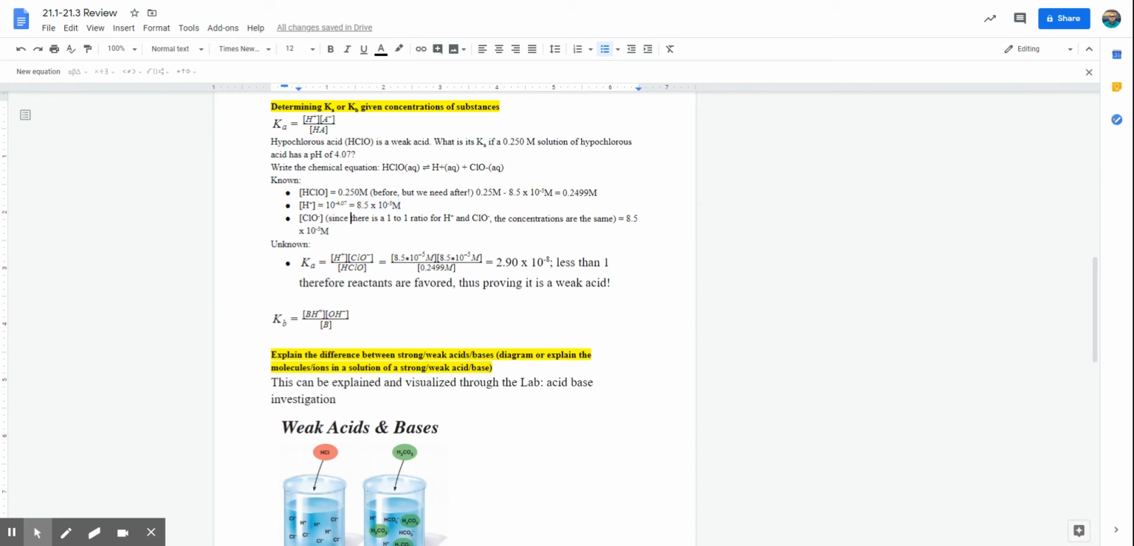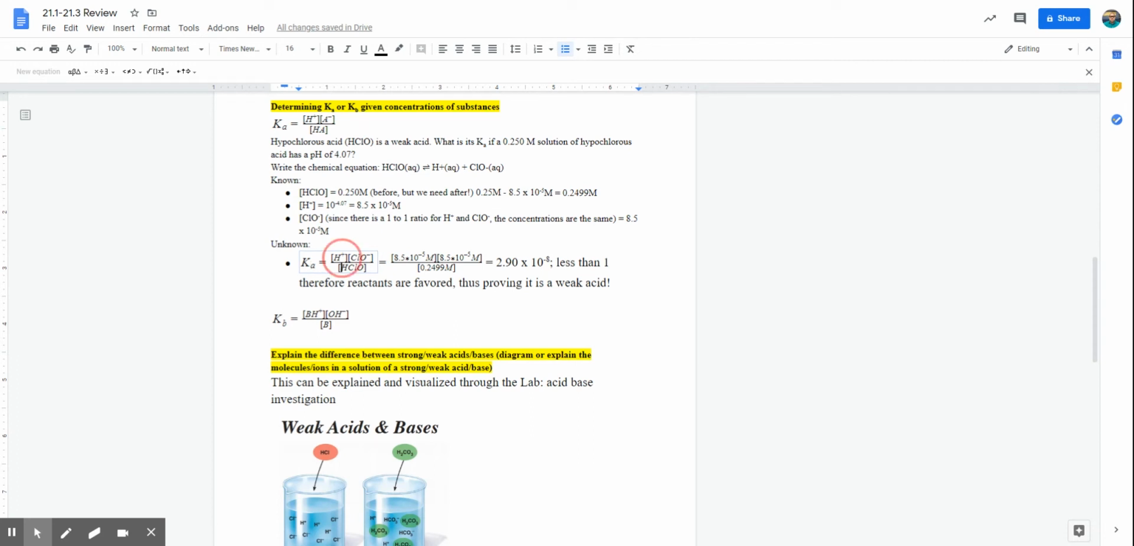And then from the equation, we know that it's a 1-to-1 ratio between H plus and ClO negative. So therefore, the concentration should be the same because they will dissociate into the same amount. So 8.5 times 10 to the negative 5 molar for the H plus, and the ClO negative is 8.5 times 10 to the negative 5. The unknown, so that's the Ka. So I just plug values in.